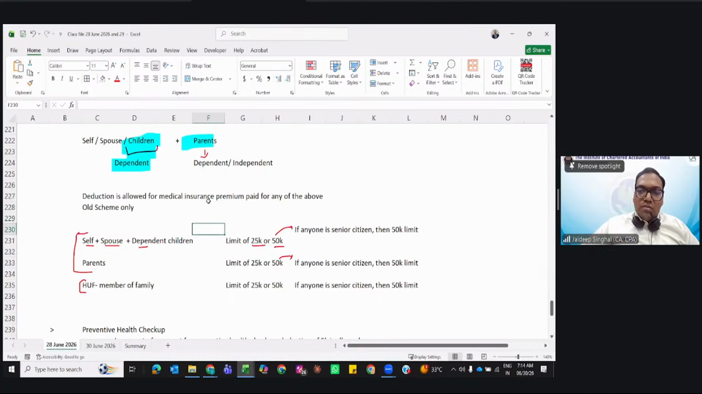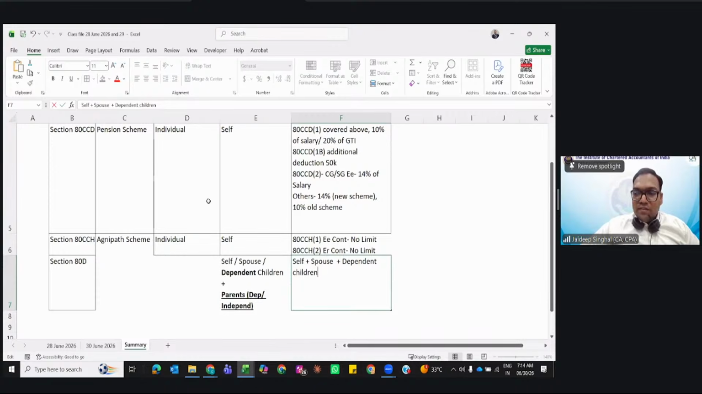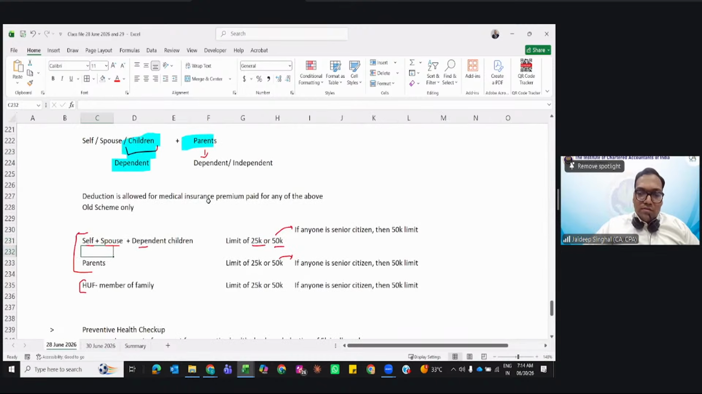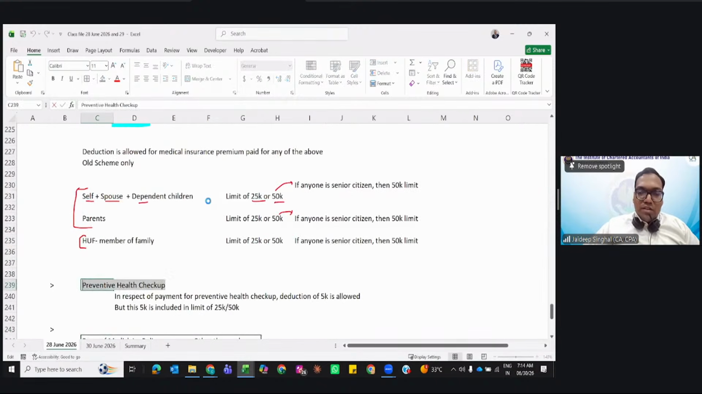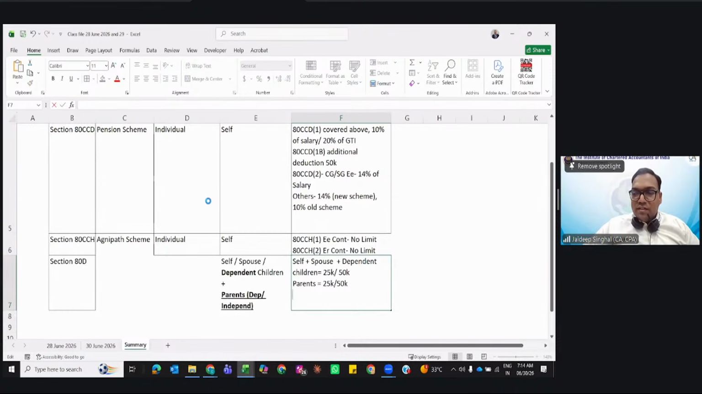Now, there is a limit for self, spouse, and dependent children: 25K, or if anyone is a senior, then 50K. And for the parents, again, there is a limit of 25K or 50K. Next, preventive health checkup has a limit of 5K, included in the above limits. Only this can be in cash, others should not be in cash.